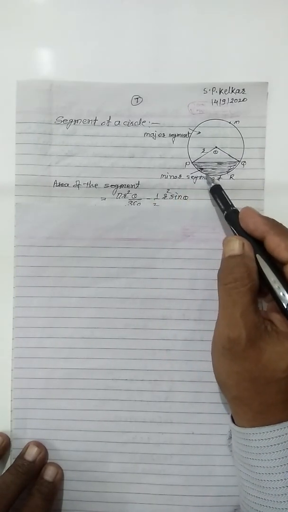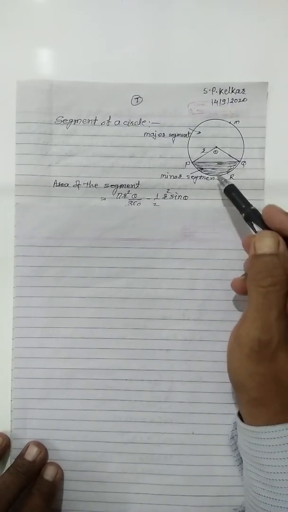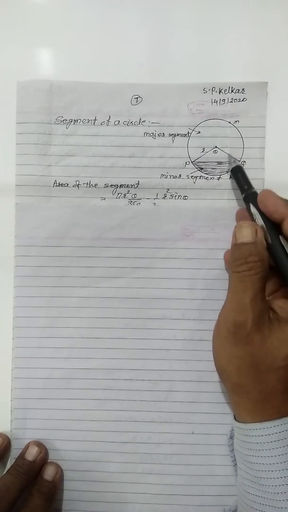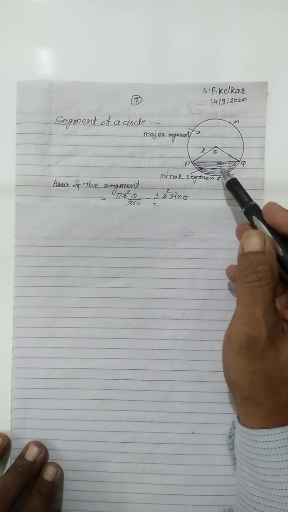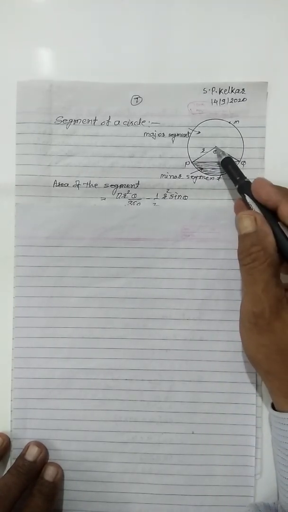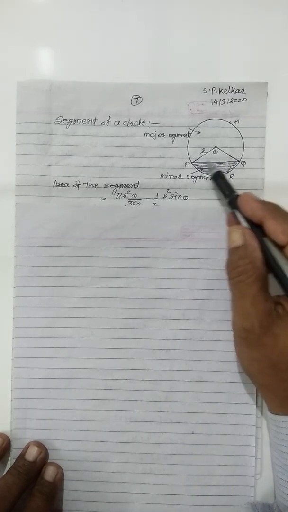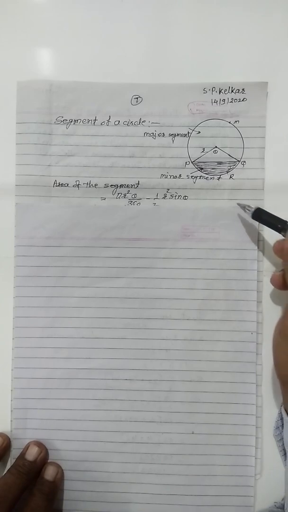See, this figure is called the sector of the circle. The formula for finding the area of sector of circle we saw yesterday. Now, if we write down the formula of finding the area of sector and subtract the area of the triangle from that, we get the area of the segment.